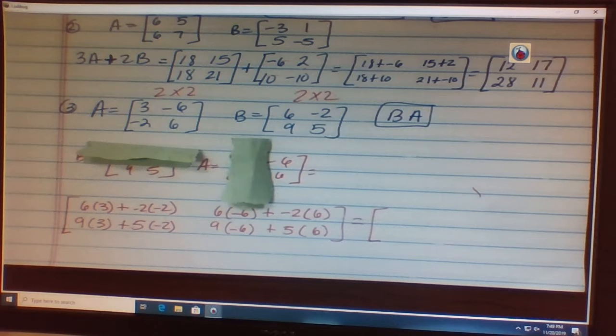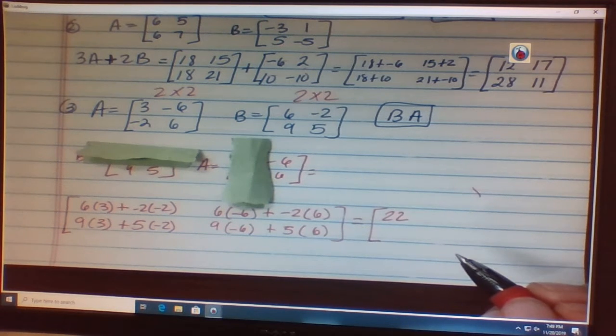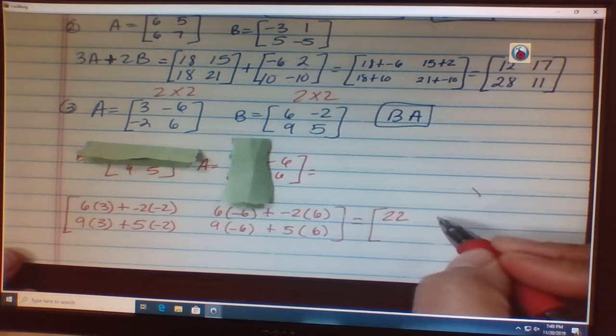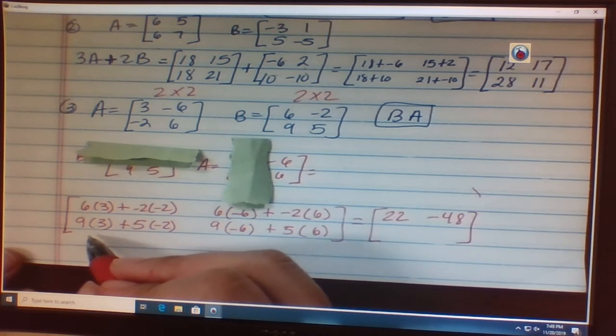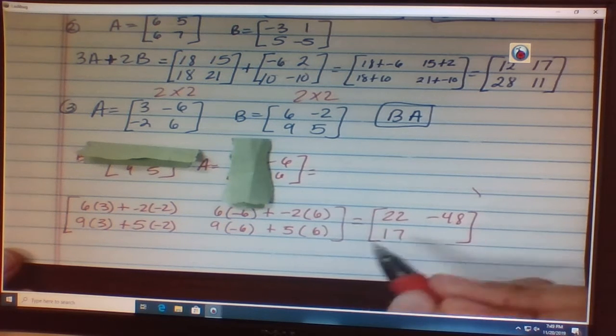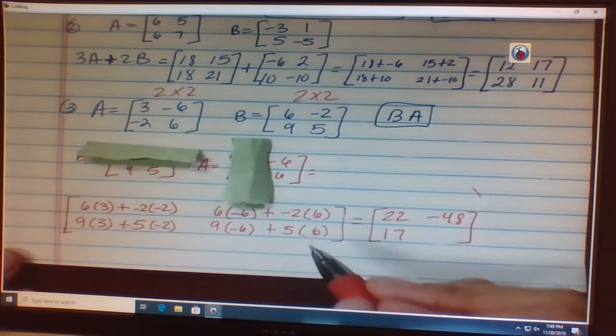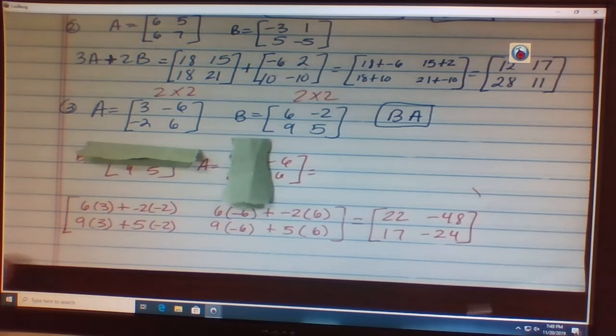Eighteen plus 4 is 22. -36 minus 12, -48. 27 minus 10, 17. -54 plus 30, -24.